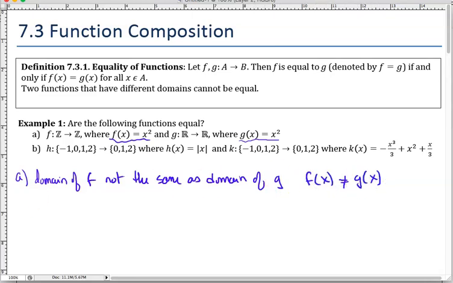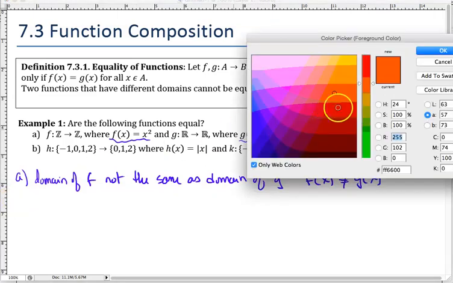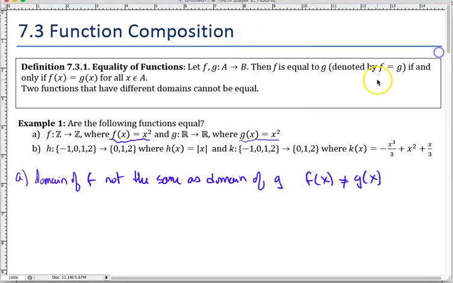If you think of the graphs of these functions, it should make sense why they are not equal to each other. So let's graph f and g. Here's my x and here's my y. Let's do 1, 2, 3, 4, 5 on each axis, and 1 through 6 up the y axis. Okay, so let's graph f.